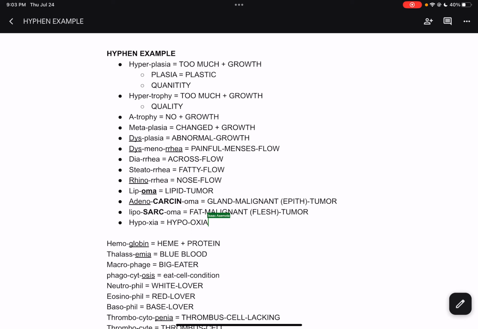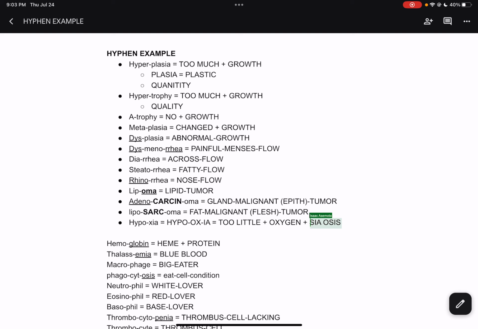Hypo and oxia, right? Why? Because hypo means too little. It's the opposite of hyper, which is too much. Ox means oxygen. Ia is like osis or sia, right?